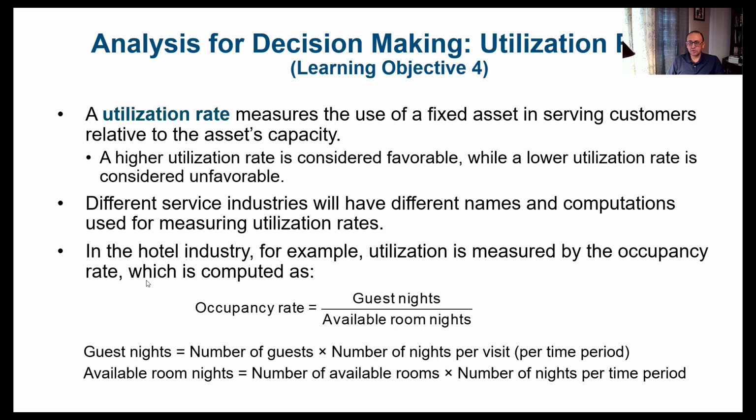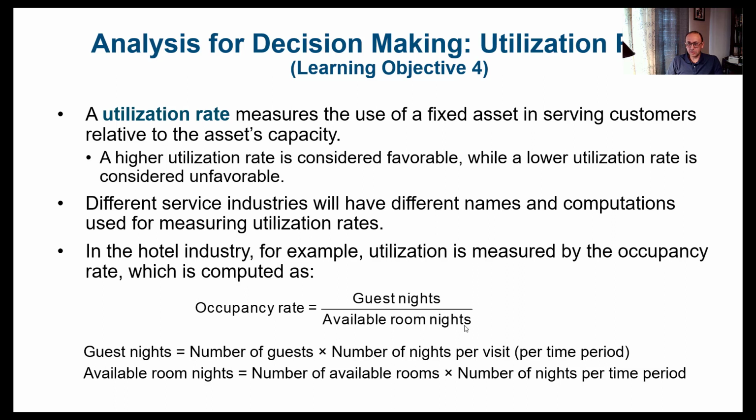Different service industries will have different names and computations used for measuring utilization rates. In the hotel industry, for example, utilization is measured by the occupancy rate, which is computed as follows: the guest nights compared to available room nights. And of course, we want to have more guest nights compared to what we have available, because if we have a lot of availability and it's not fully utilized, then our occupancy rate is low. And hotels like to reach 90% and above occupancy rate.